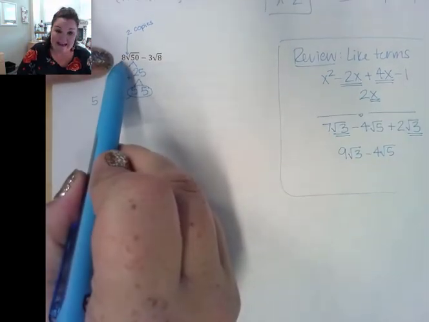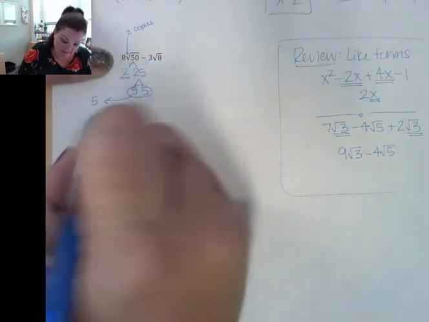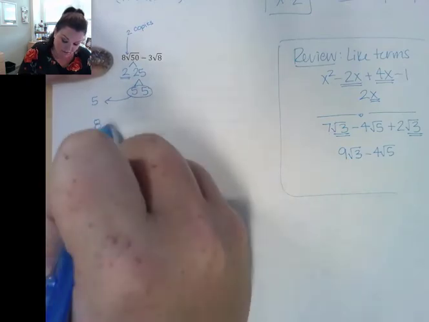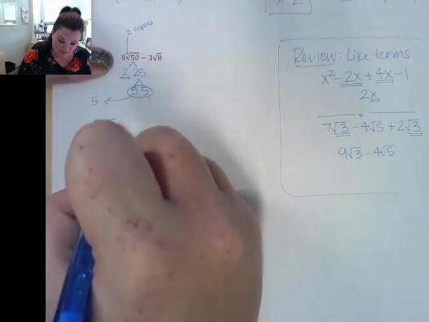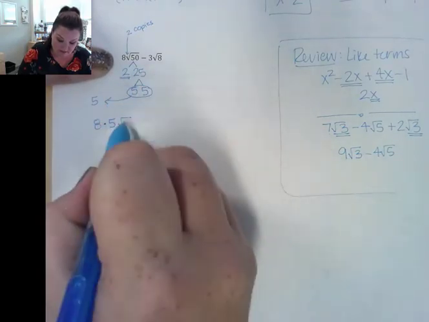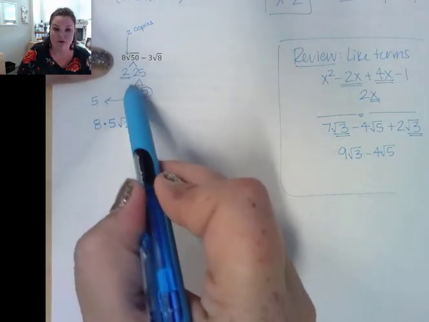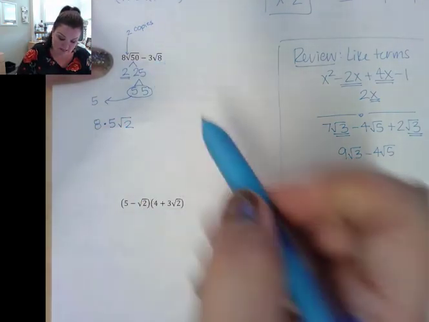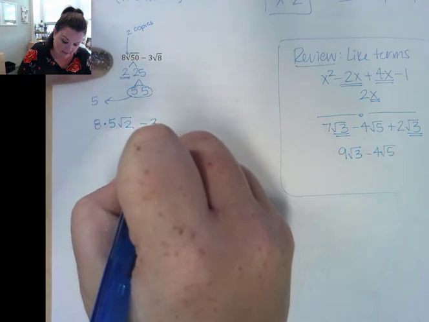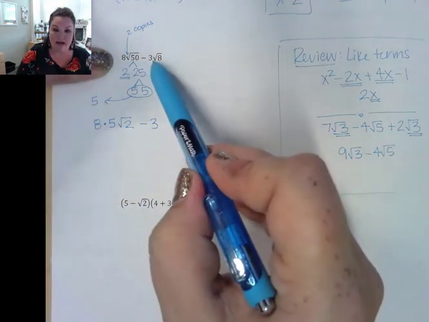So I had an 8 that was out front already. So I have the 8 that was out front already times the 5 that I'm bringing out, and then underneath my square root, I'm now just going to be left with that leftover factor of 2. Then I want to do the same thing with the next term. The next term, I have a minus 3 that's already out there.